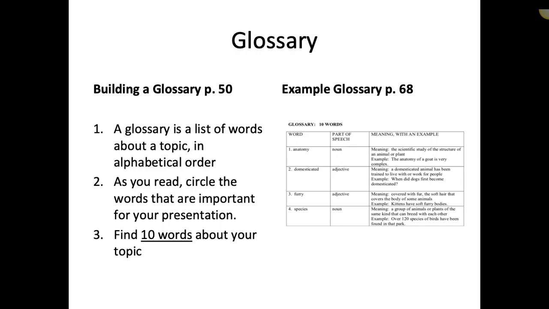So while you are reading, circle the words that are important for your presentation. So you'll look at your 3 articles, and from the 3 articles, choose 10 words that you want to use when you are talking about this topic. Which 10 vocabulary words do you want to include in your presentation, for example? You only need 10 words, and that's from the 3 articles.